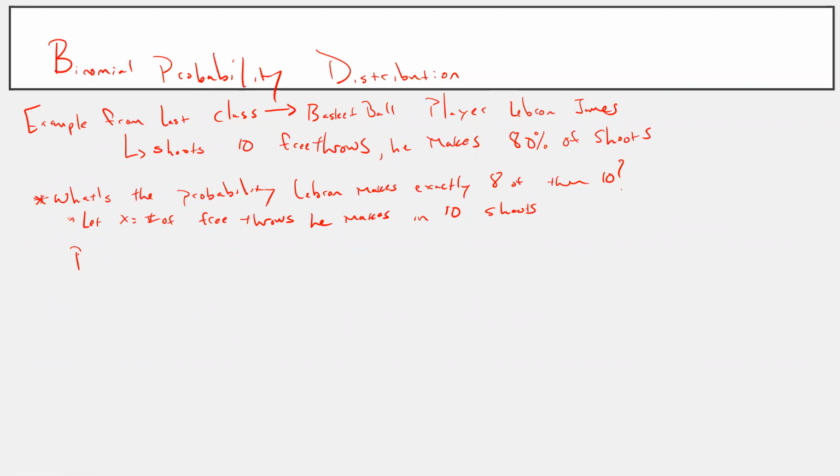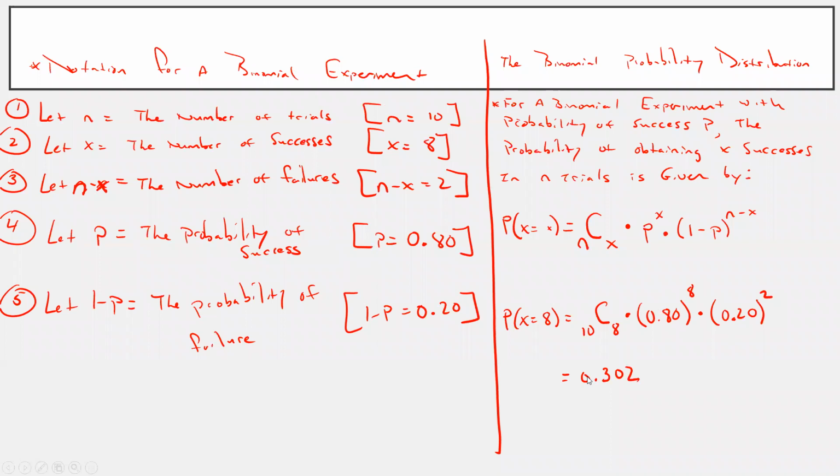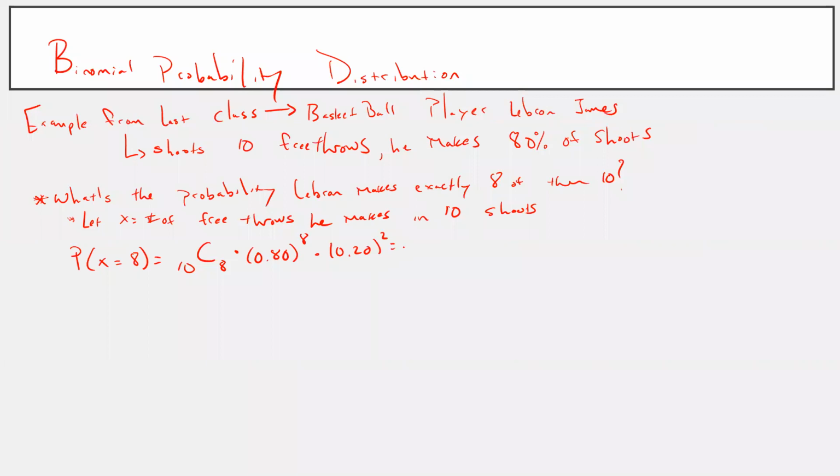So we went through this formula last class. It ended up being 10 choose 8 times 0.80 to the 8th power times 0.20 squared. And if you look back, we saw that the probability of this ended up being 0.302. Okay. So there has to be an easier way to do this. And that's what I want to show you in this class today.